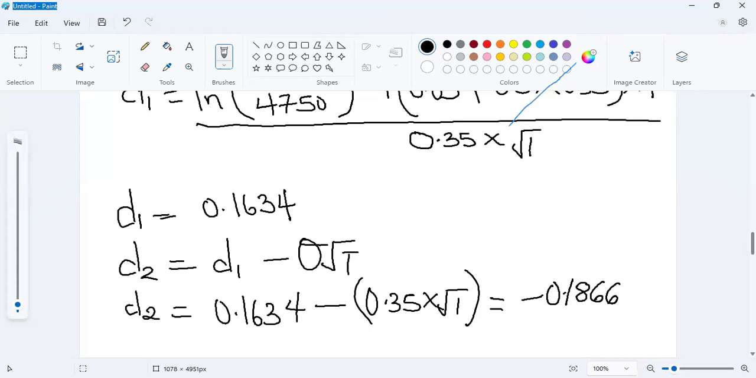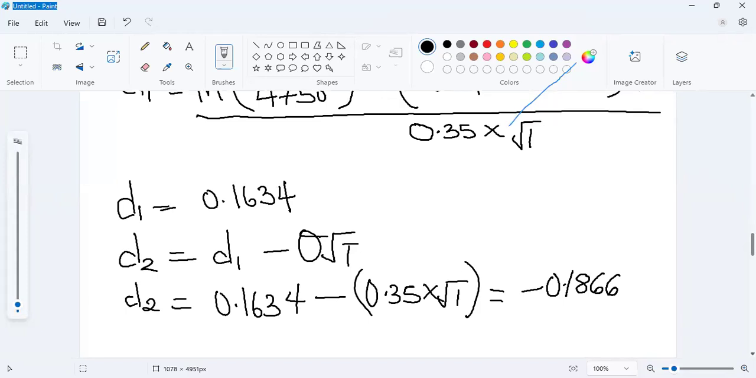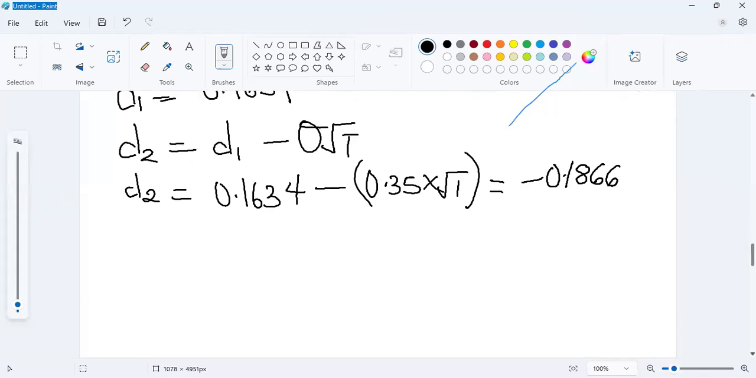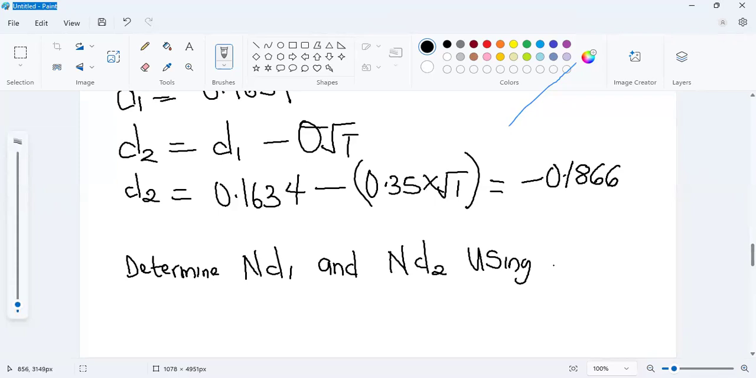I have now computed D1 and D2. The next thing to do is to calculate ND1 and ND2 using the normal distribution table.